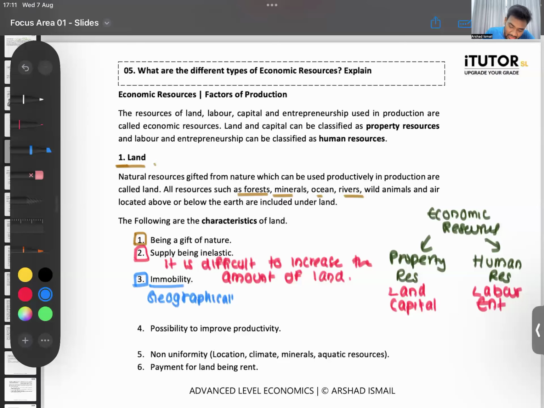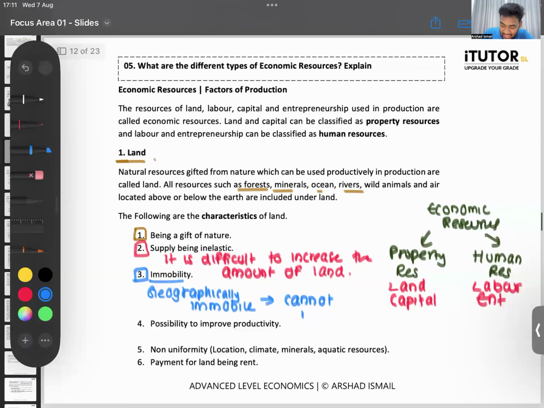Geographically immobile. So you can't move it from one place to another. Now, animals you can move with it, but if you take the others, a river, all of that you can't move it. So that's why we say it's geographically immobile.